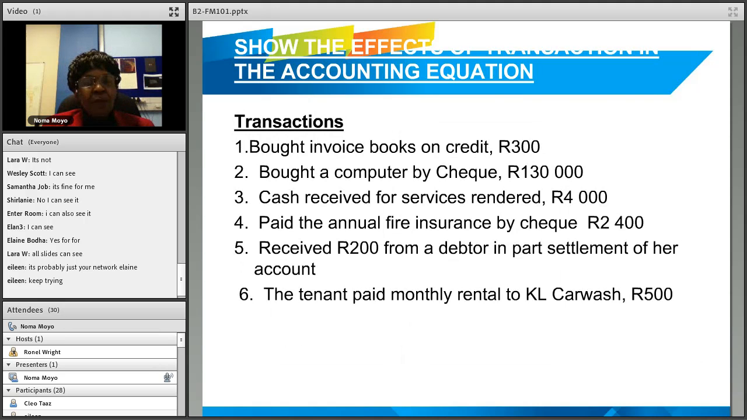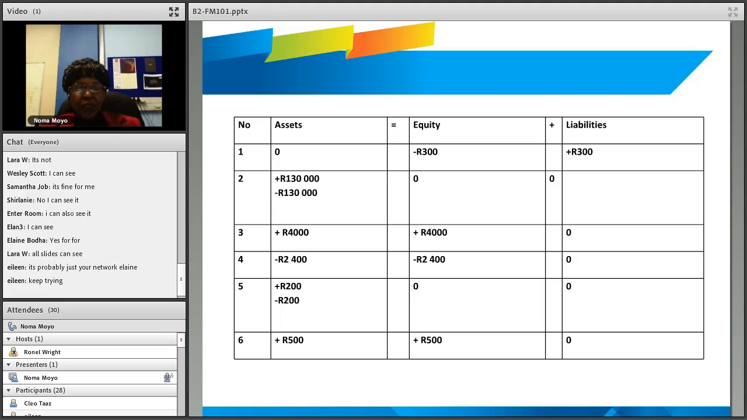Number two, bought a computer by check, 130,000. What it means is computer is equipment, which is an asset. Assets will go up. And again, another asset, the bank will go down because you bought a computer by check. So assets go up, which is computer, which is equipment, and at the same time, the money in the bank will go down. Nothing happens to equity, nothing happens to liability.